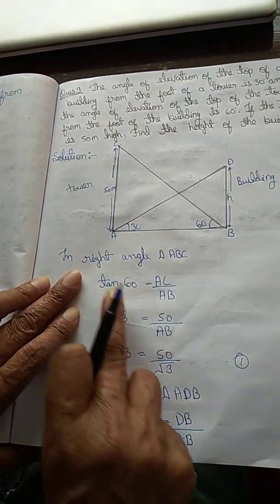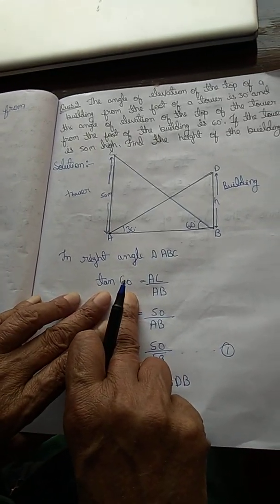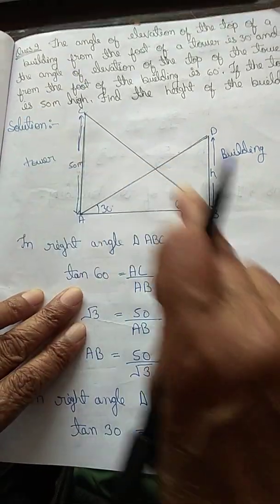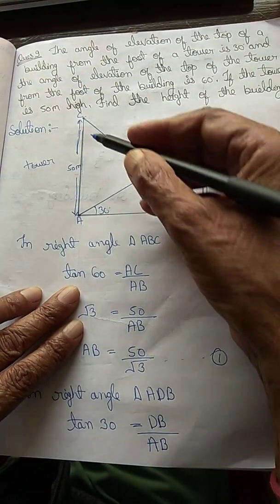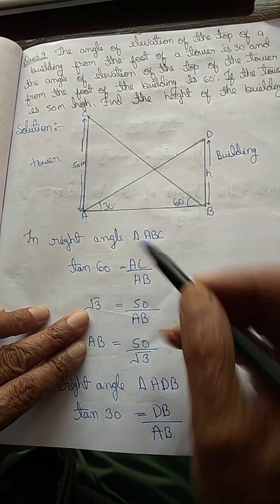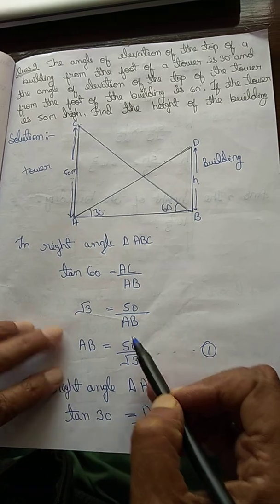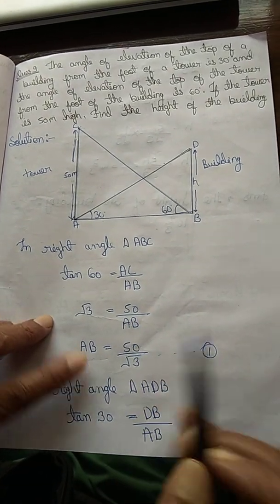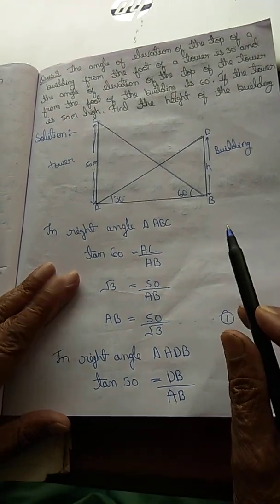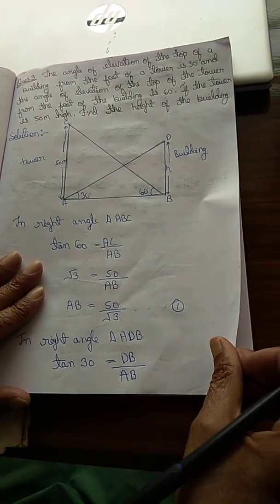Now in triangle ABC, tan 60 is equal to AC upon AB. Tan 60 is root 3. Root 3 equals AC, which is 50, by AB. So AB is equal to 50 by root 3. Now in right angle triangle ADB, tan 30 is DB upon AB.